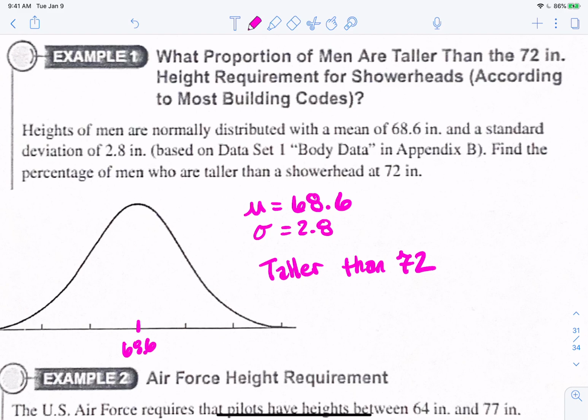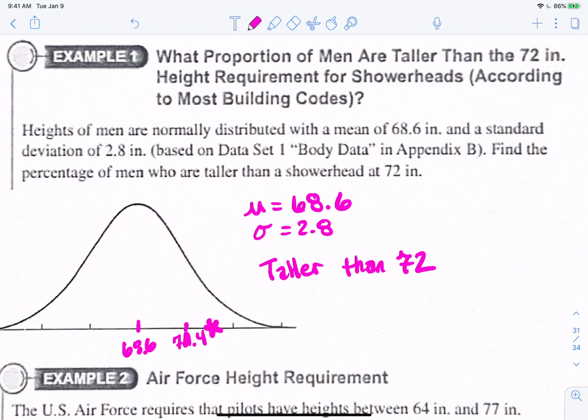My average here is 68.6, and I want to know taller than 72. 72 is going to be somewhere over here. Let's find our units here. What's 68.6 plus 2.8? 71.4. So 72 is going to be a little bit more than 1.